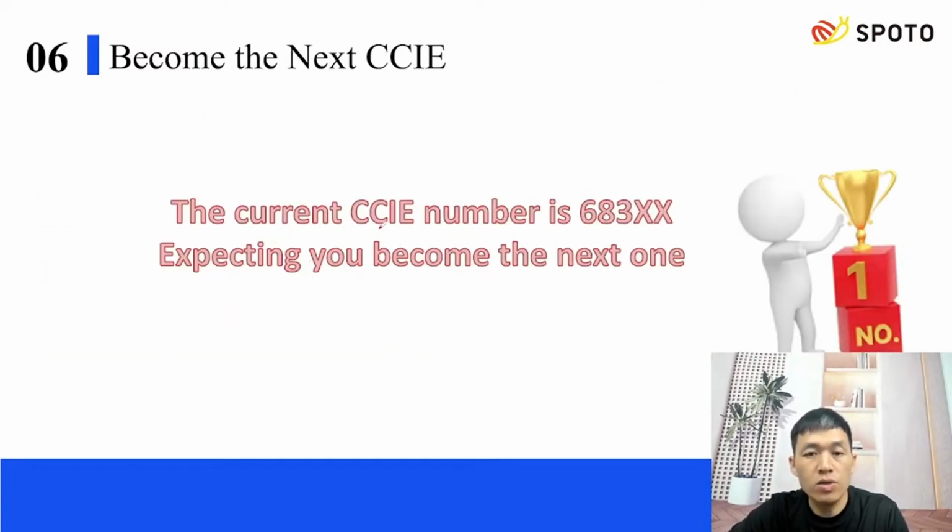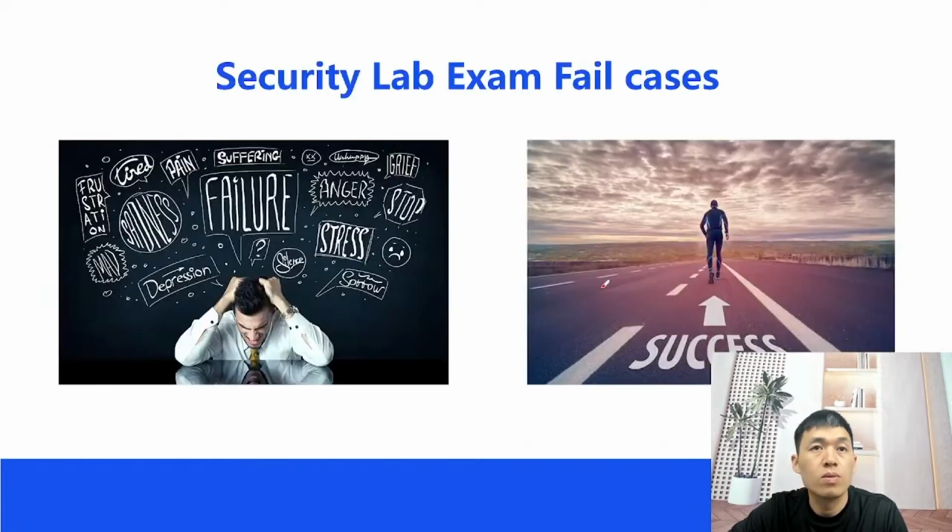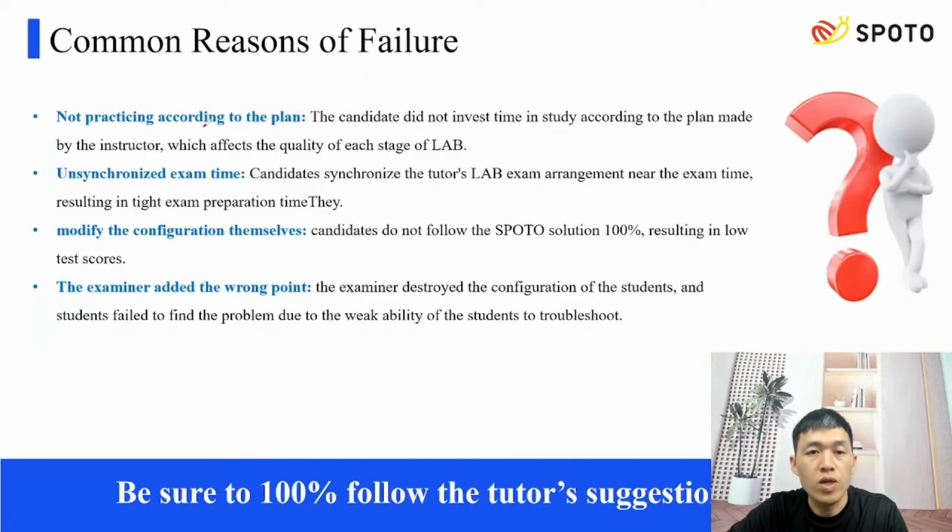And the current CCIE number is 68,300 and double X, and we expect you to become the next one. Also, we will show you some security lab exam fail cases. With knowing this, you can avoid the failure reasons. Alright.